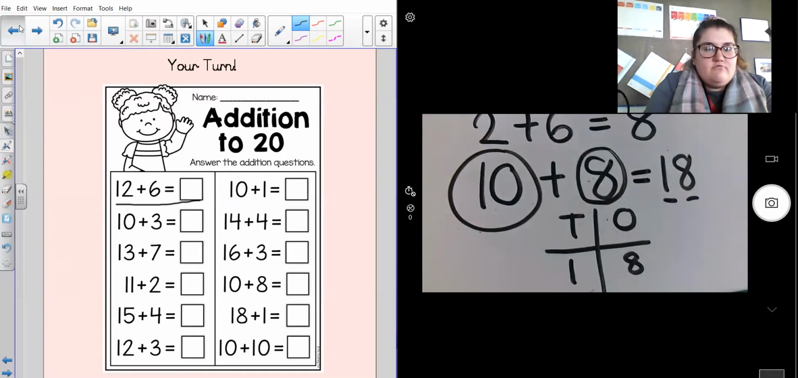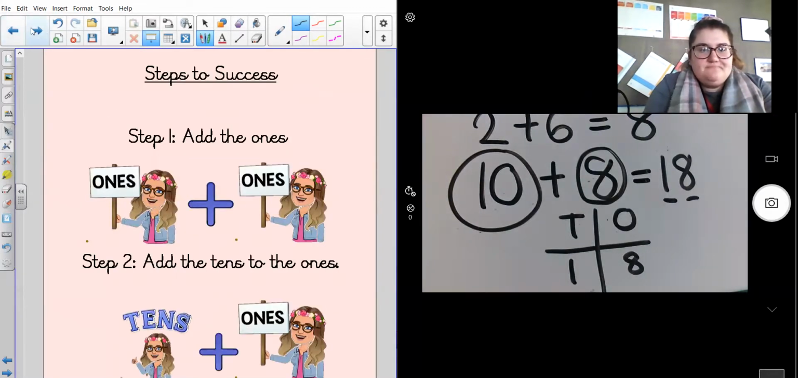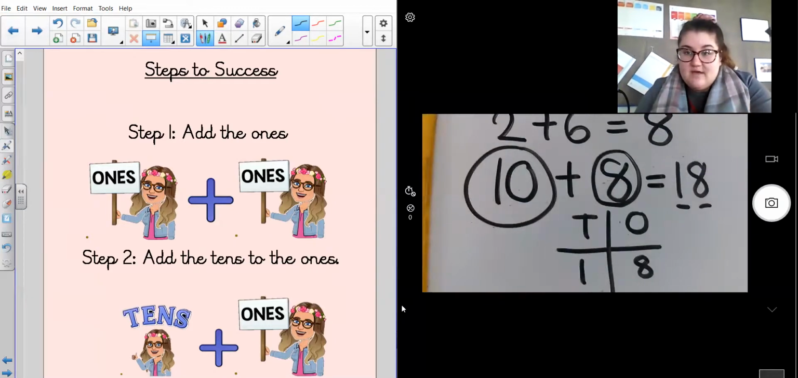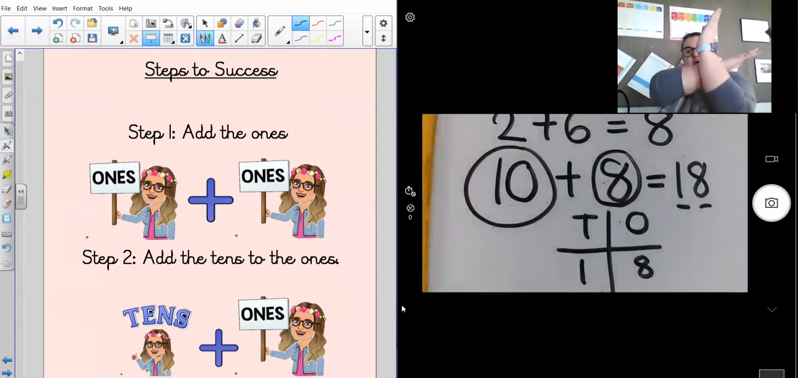Now I'm going to go right back to that slide with the steps on. Here we go, this one. And I'm going to leave that there in case you wanted to pause the video. So step 1, add the ones. Step 2, add the 10s to the ones.